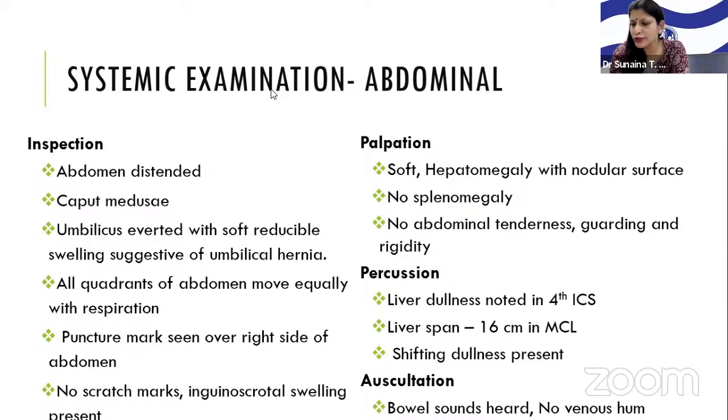Which other test will you do? Yes, ma'am, USG also, and minimum 100 ml of fluid you can detect with the USG. So these are some of the tests with which you can detect ascites. Okay, so in auscultation there are no positive findings. Okay. Go to the next slide.